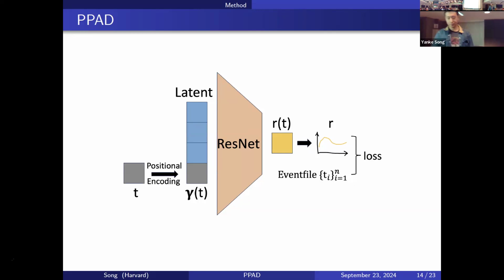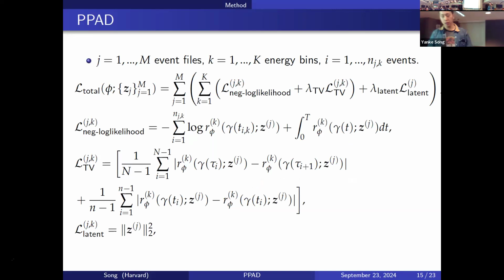Hope that's clear. Another iteration on the loss function, we now have three terms. The first term is the negative log likelihood derived from the Poisson process. The second term is the total variation penalty that we want to enforce because we want the reconstructed light curve to be smooth enough.